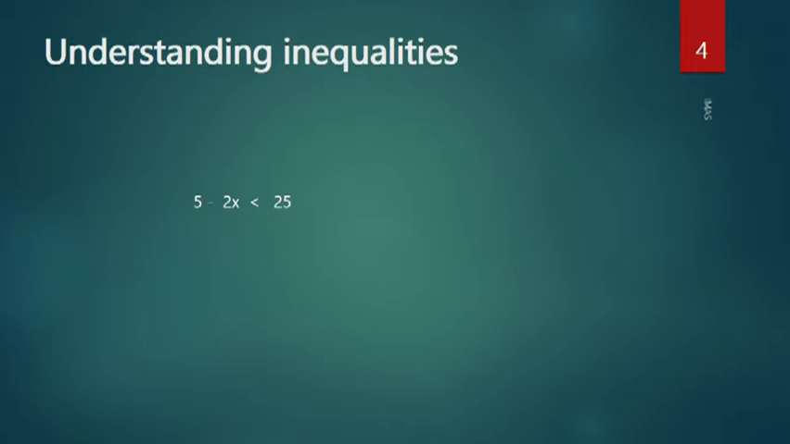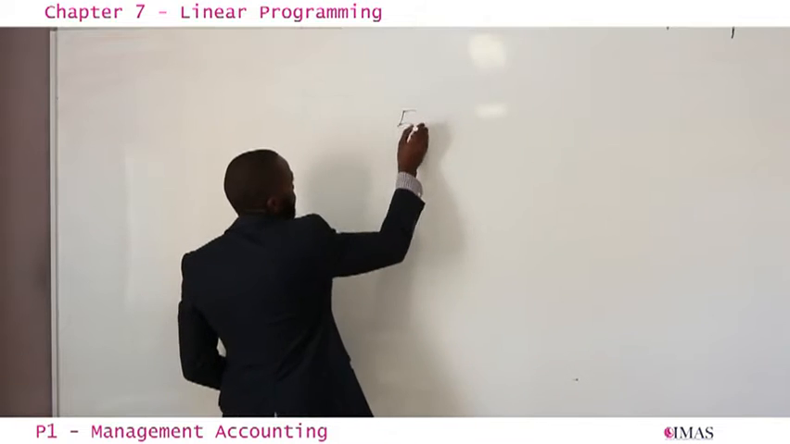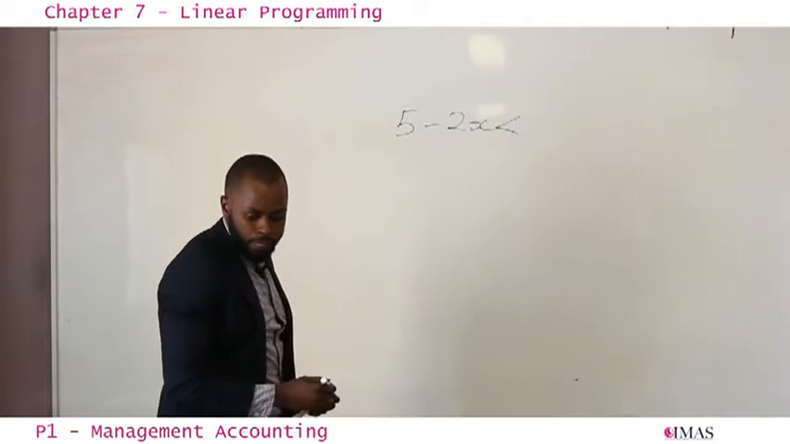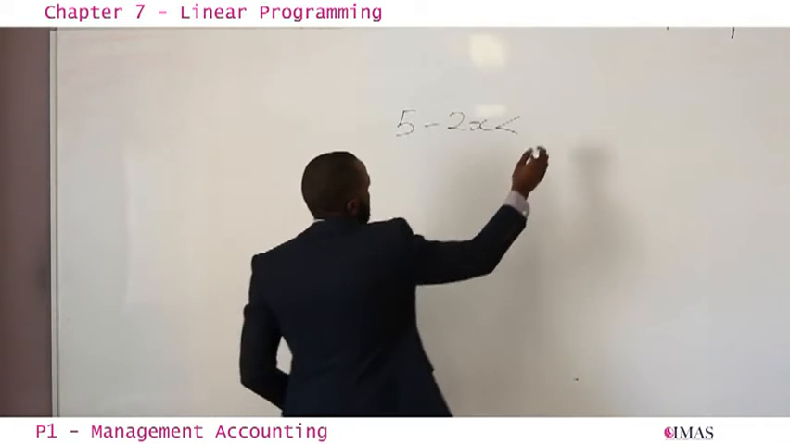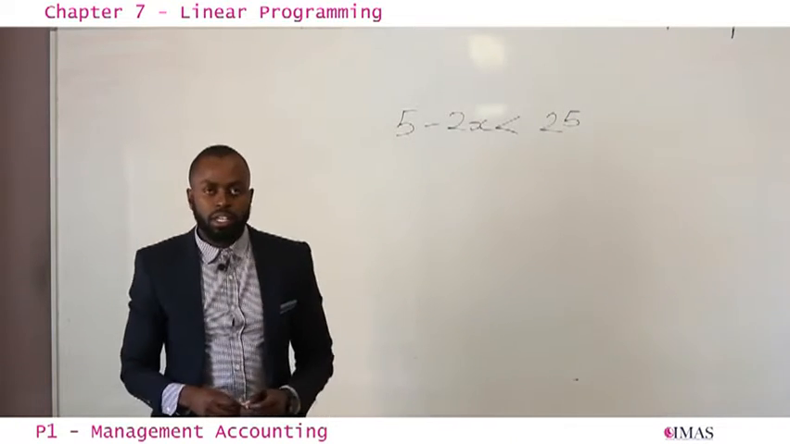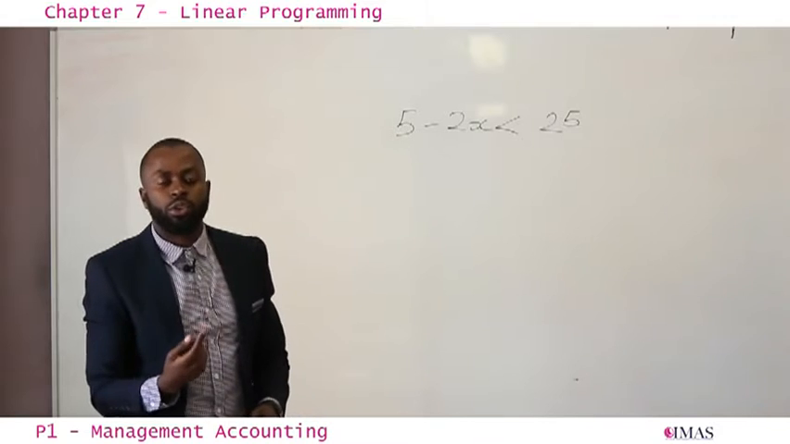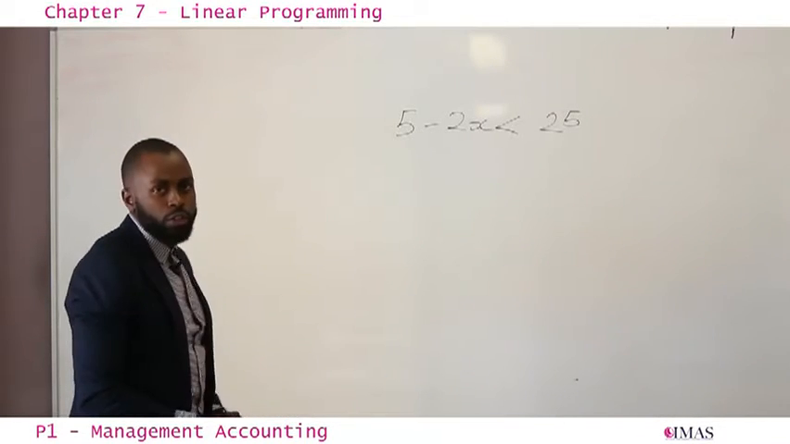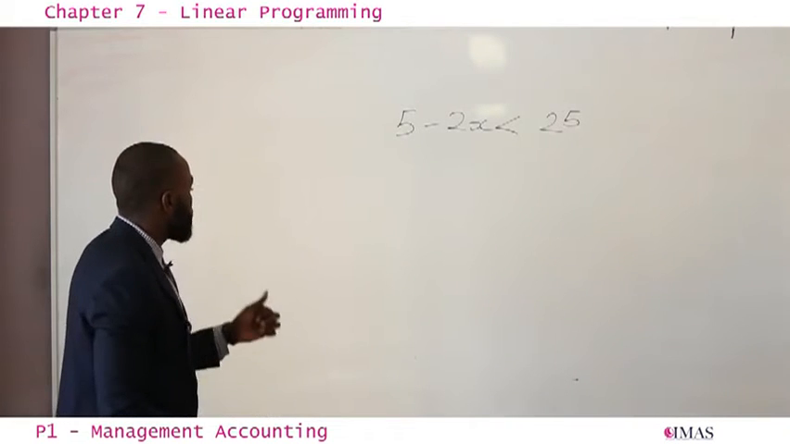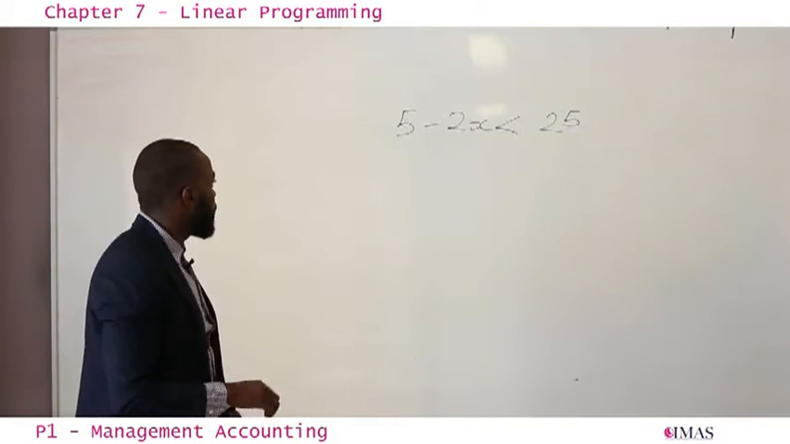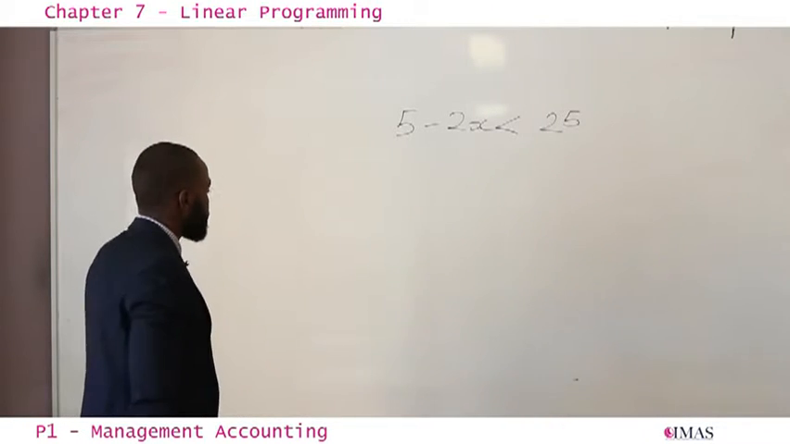The inequality says 5 minus 2x is less than 25. Our inequality can be less than, greater than, less than or equal to, greater than or equal to. With this inequality, I want you to stop the video and try to solve for x. Then we can do it together.